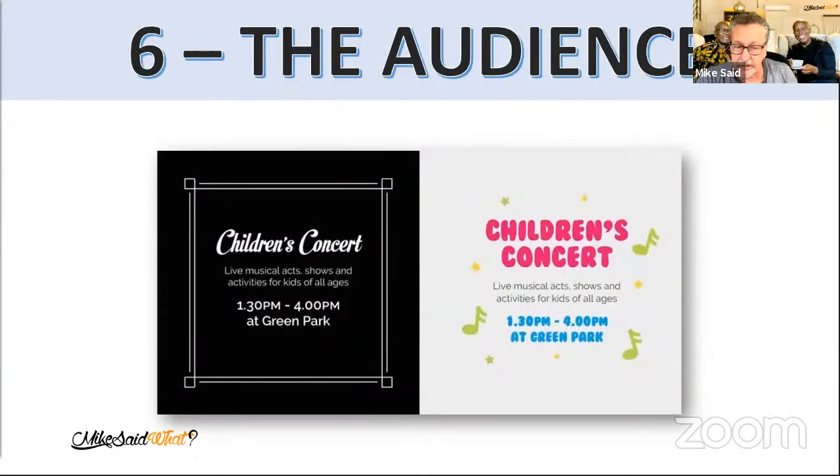Next thing is understanding your audience. As I said just now, understand who they are and how you're going to talk to them. So, for example, the one on the left, if I were to do a children's concert, there's no reason I'd go for that classical look. It is a children's concert. I go with bright colors, fun fonts, nice little elements that I can pop in there.